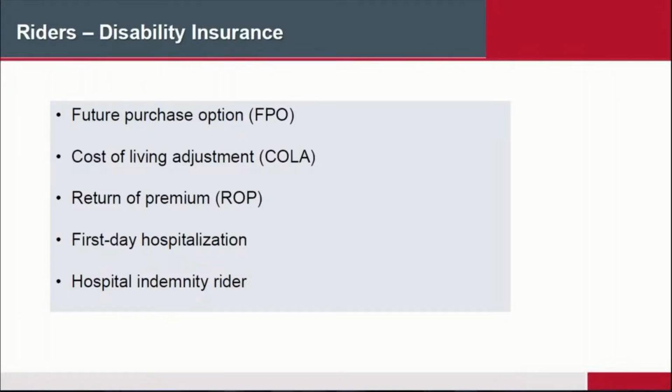On top of the $3,000, $4,000 that you're getting from your basic policy, you're also going to get an additional amount of money for basically covering costs of family members attending at the hospital. Okay, like I said, the likelihood is you may not get a question on the first day or the hospital, but you will definitely get a question on FPO, COLA, and ROP. Those are very, very common definitions.